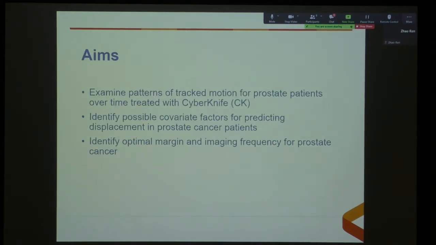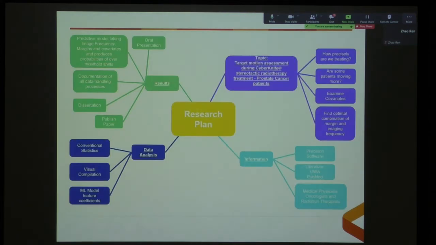So the aims of my work specifically have been to have a look, compile the data, look at how much patients are moving whilst they're being treated, to try and identify if some patients are moving more than others, what some clinical features may be that we can use to possibly predict patients that may be more at risk of movement, and to provide feedback on the optimal combination of margin and imaging frequency.